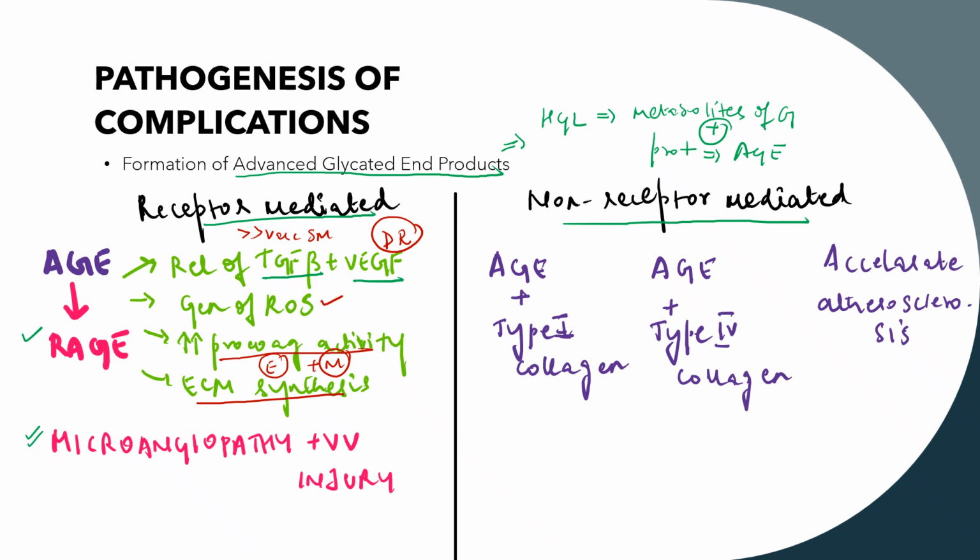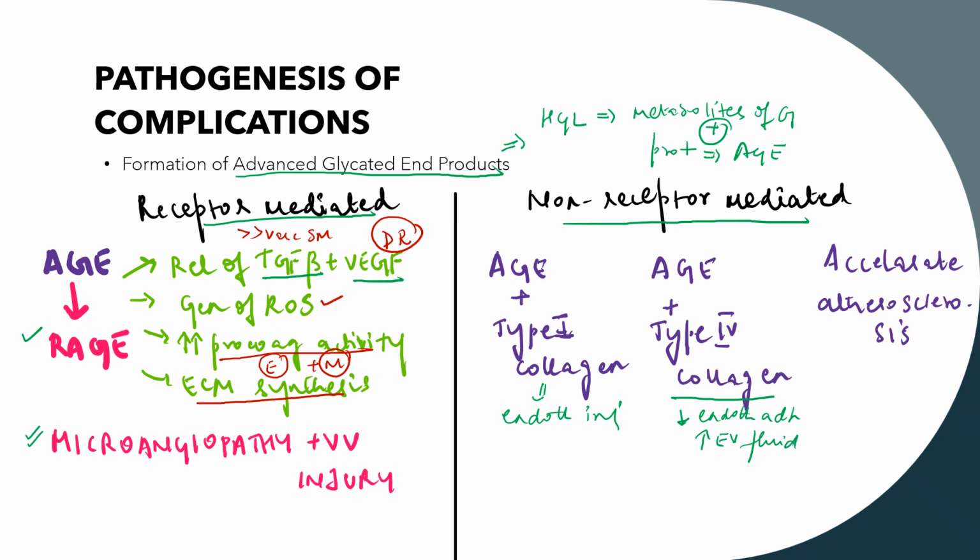When AGE binds with type 1 collagen, it would lead to endothelial injury. When AGE binds to type 4 collagen, there will be decreased endothelial adhesion and increase in the extravascular fluid release.